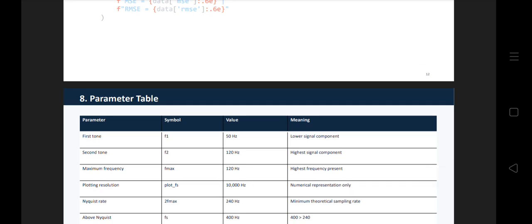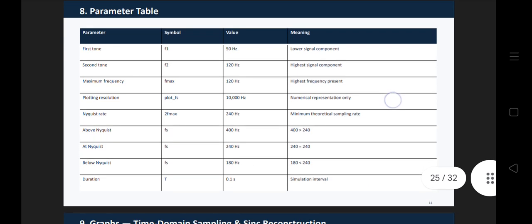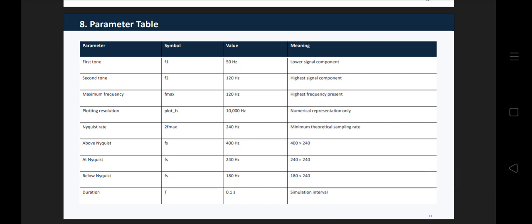And the last one is the parameter table. This table summarizes the important parameters. Our two signal frequencies are 50 Hz and 120 Hz, and the maximum frequency, as we can see, is 120 Hz. So the Nyquist rate is 240 Hz, and the physical sampling frequencies are 400 Hz, 240 Hz and 180 Hz. The plotting resolution is 10 kHz, but again it is only a numerical representation and not the physical sampling rate.